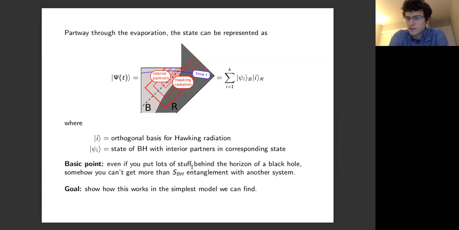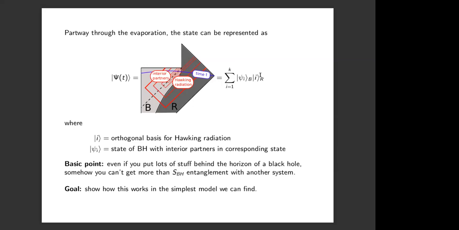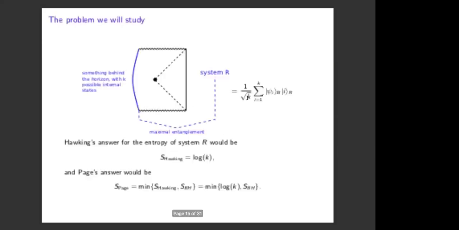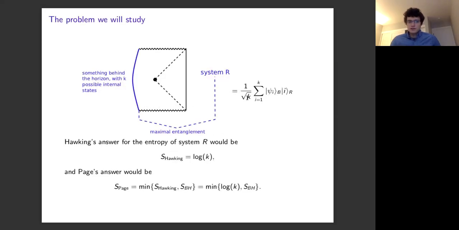But these states psi I are not necessarily orthogonal or anything. They're just some description of whatever the state of the black hole is when it's emitted Hawking radiation in state I. Okay, all right, thank you. Okay, so let's now move to starting to describe the problem that we're going to study in more detail.